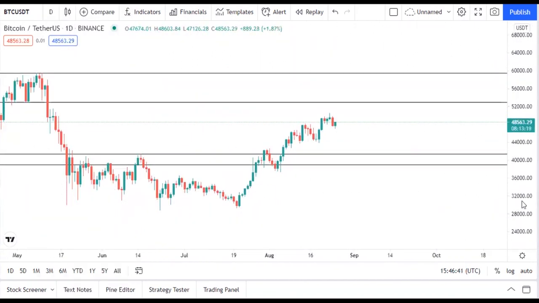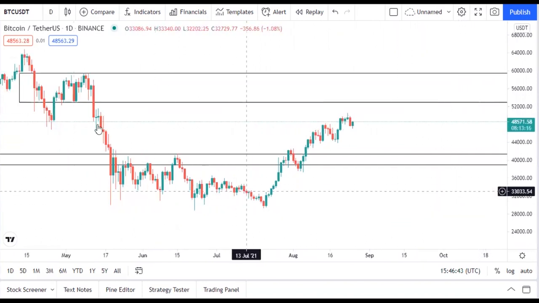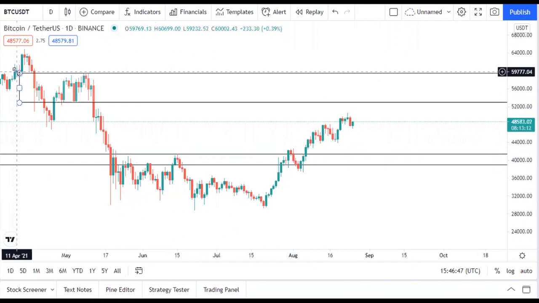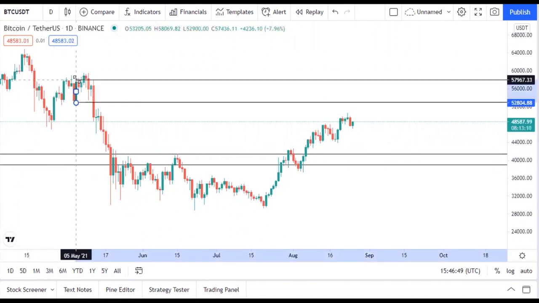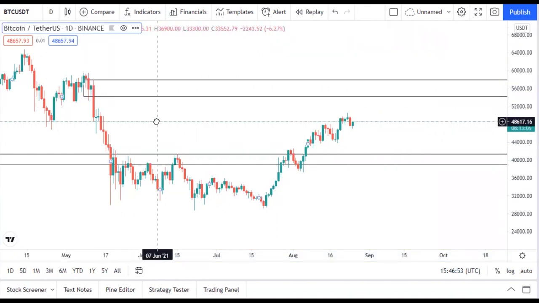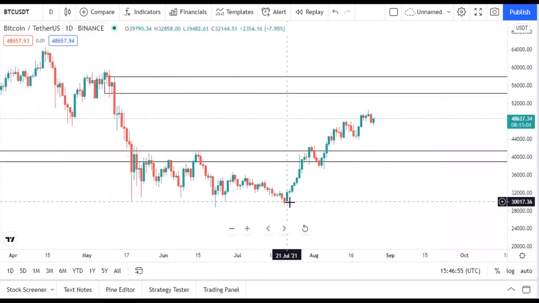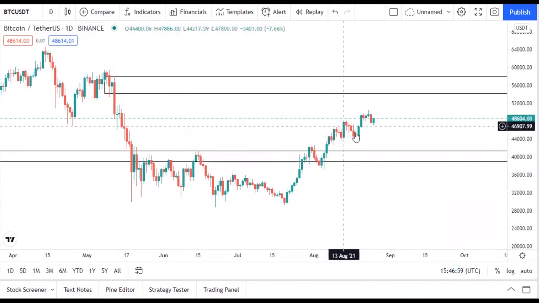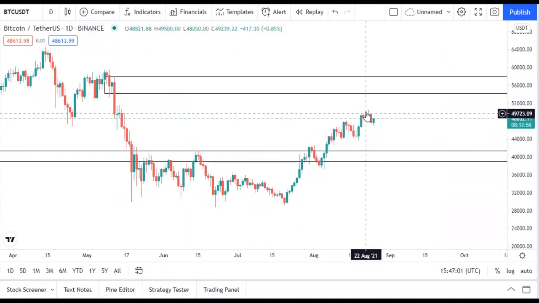Now, coming down to the daily time frame, we can see that Bitcoin has been creating higher highs and higher lows. And we know that for a healthy trend to be formed, that is the uptrend, we have to have a series of higher highs and higher lows. We are having that already here. We have a higher high, a higher low, a higher high, higher low, higher high, higher low. We have a new higher high here.